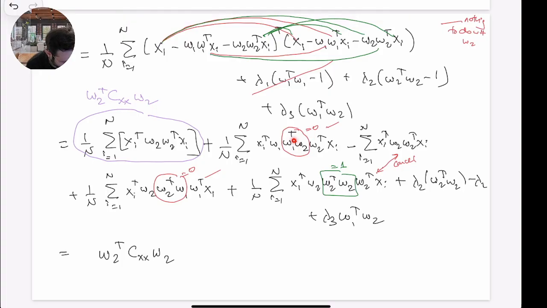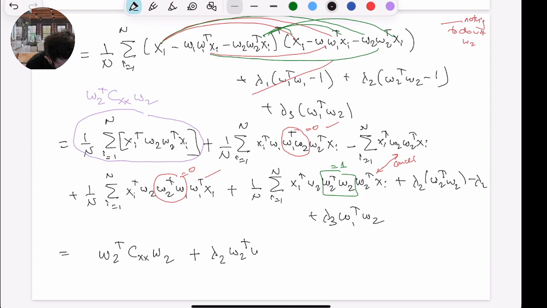This becomes 0 because of this guy. Let me use the laser. So this becomes 0. This guy also becomes 0 because they're orthogonal, right? These two guys cancel each other. They're the same thing. So all I have is the first term plus lambda 2 W2 transpose W2. This term is going to be 0 when I take the derivative, plus lambda 3 W1 transpose W2.